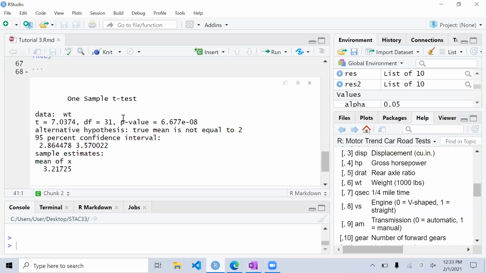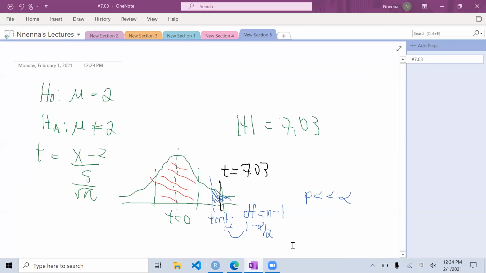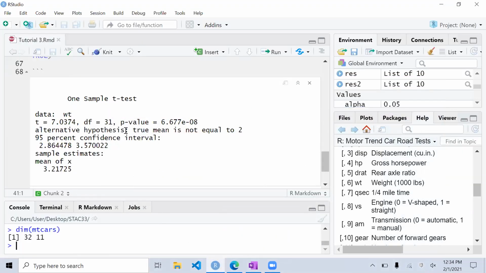So going back to our code here, you can see that the t value is 7.0374. The degrees of freedom is 31, and this is because we have 32 observations. To see that this is true, if I take the dimension of mtcars, you're going to see that it's 32 by 11. That's because there are 11 variables, but 32 observations, right? So n minus 1 corresponds to 32 minus 1, which is 31. So that's one thing to note.